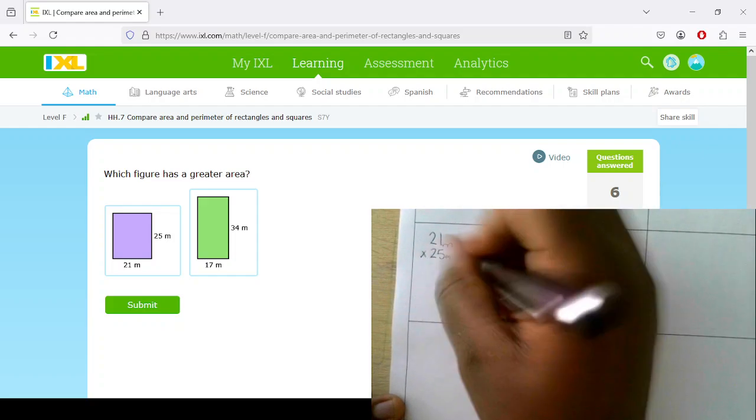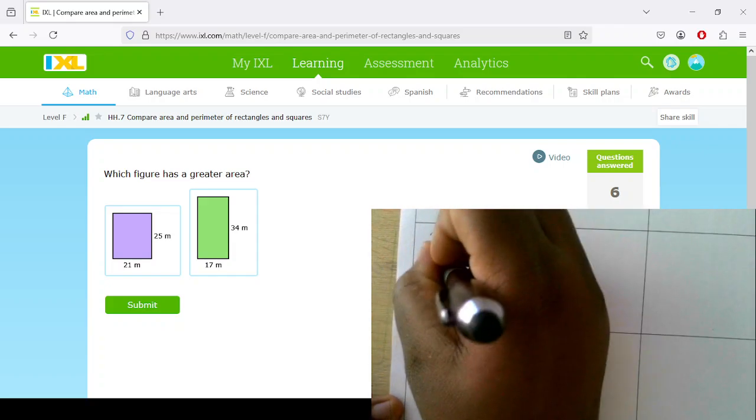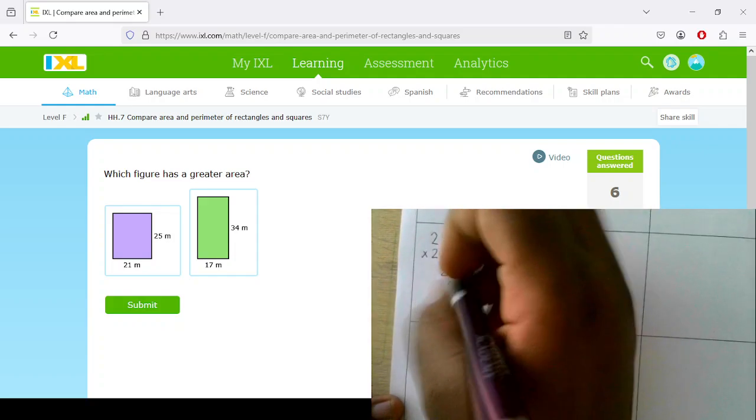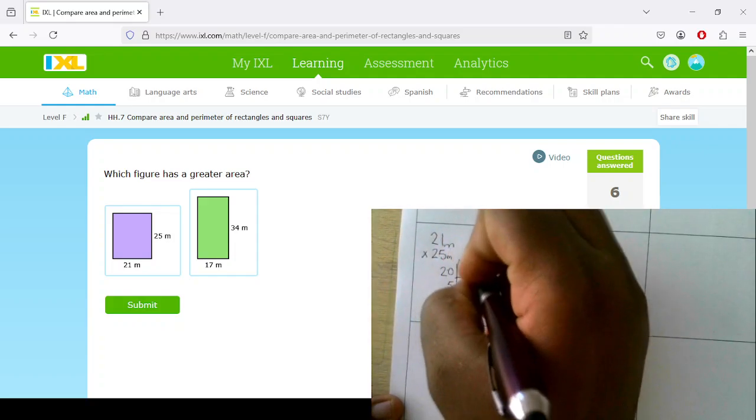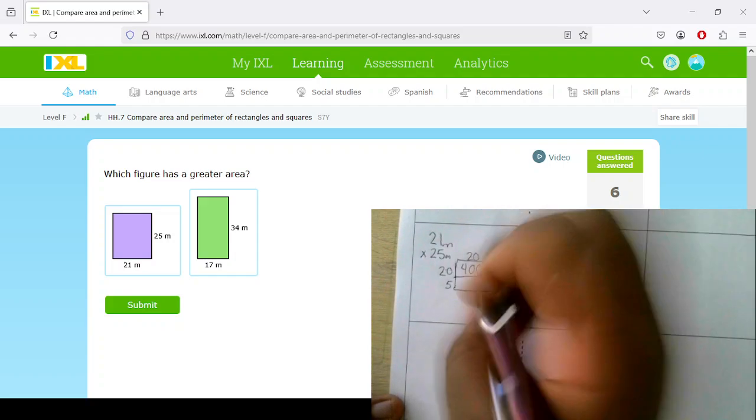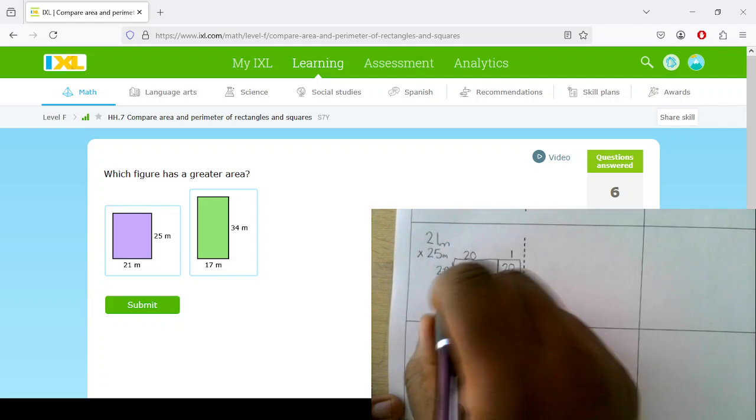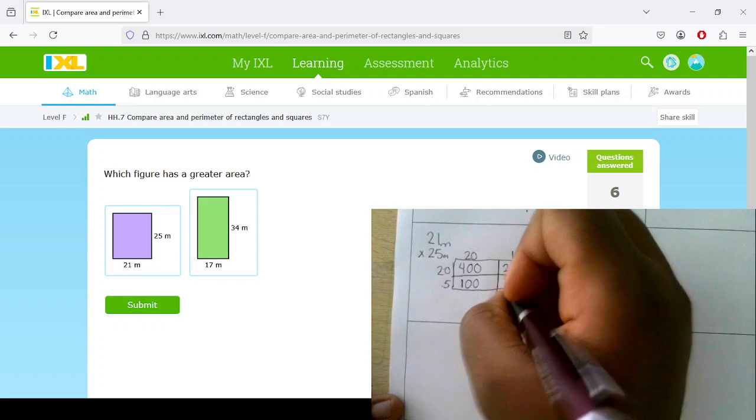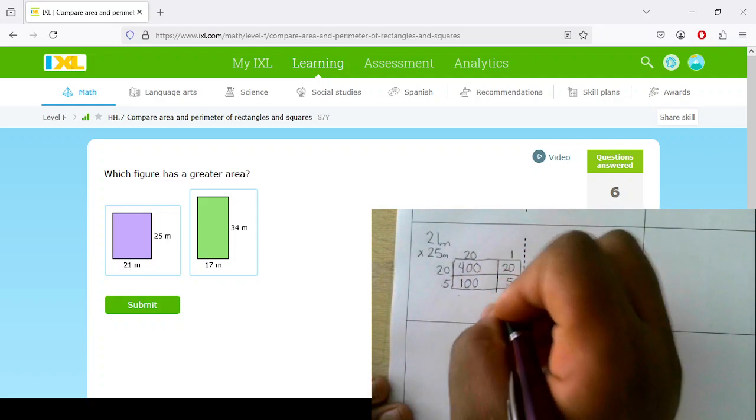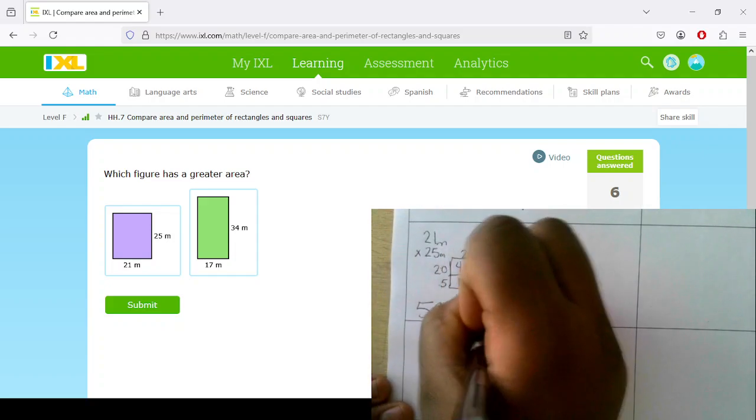Okay. So 21 times 25. 2 times 2 is 4 with 2 automatic zeros. Any number times 1 is that same number, so 20 times 1 is 20. 2 times 5 is 10, and there's going to be 1 automatic zero. Any number times 1 is that same number, so 5 times 1 is 5. So I have 500 plus 20 plus 5. This is 505 square meters.